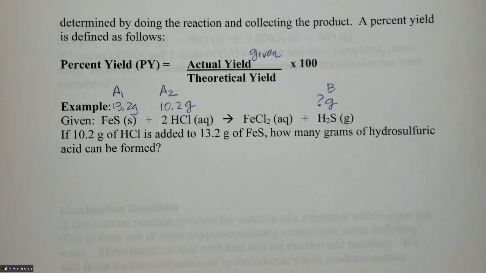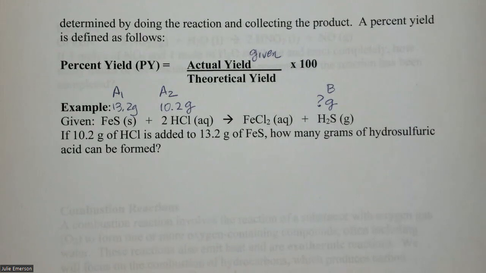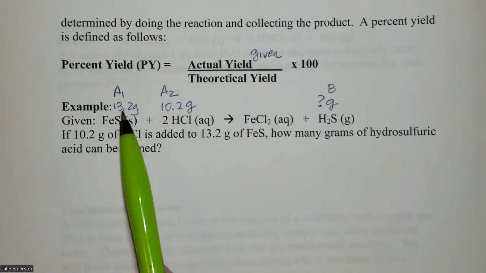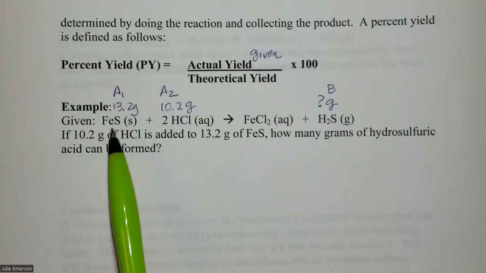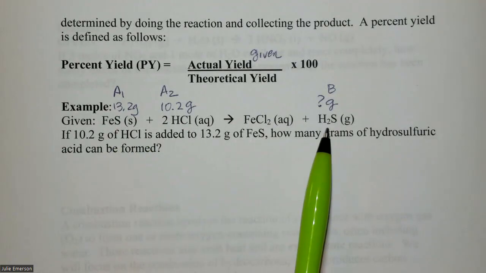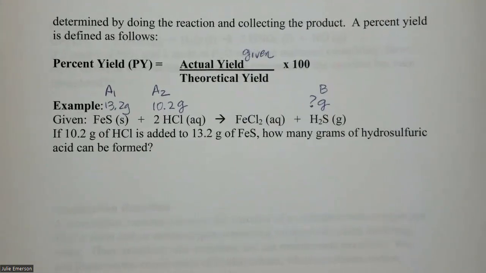So as I've been doing with the last two examples, I want to think about the conversion factors. What do I need here? All right, well, since I have mass for all three, iron(II) sulfide, HCl, and then I'm looking for mass of H2S, I need molar mass values for all of those.